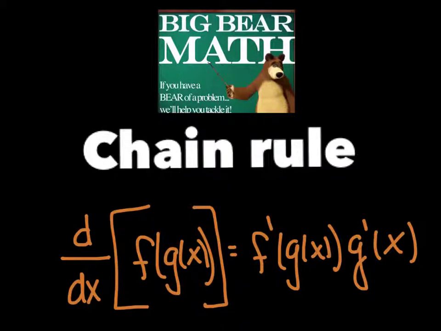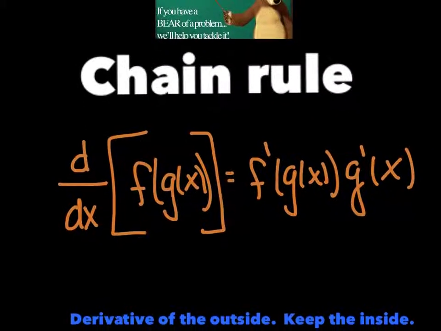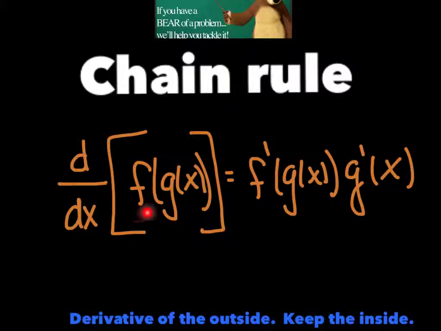Today's focus is taking the derivative using the chain rule. So the chain rule should look something like this. The derivative of f of g of x equals f prime of g of x times g prime of x.